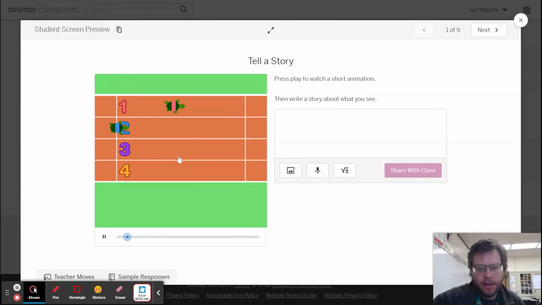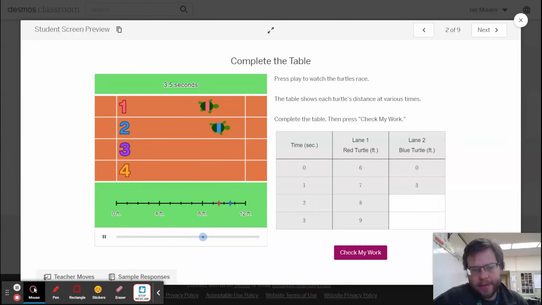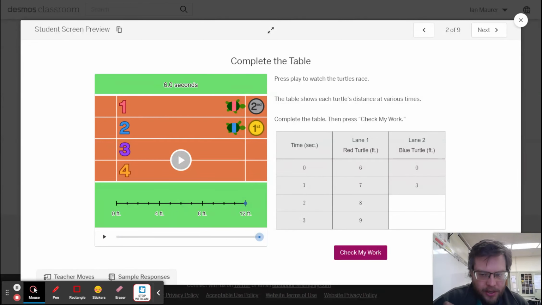So let's take a look here. And the only difference with this screen and the previous screen is that we have a little bit of data here. And one other thing that we're doing is we're assuming these turtles are linear turtles. And so linear turtles means that they don't speed up and slow down. They just go at the same speed and never accelerate.